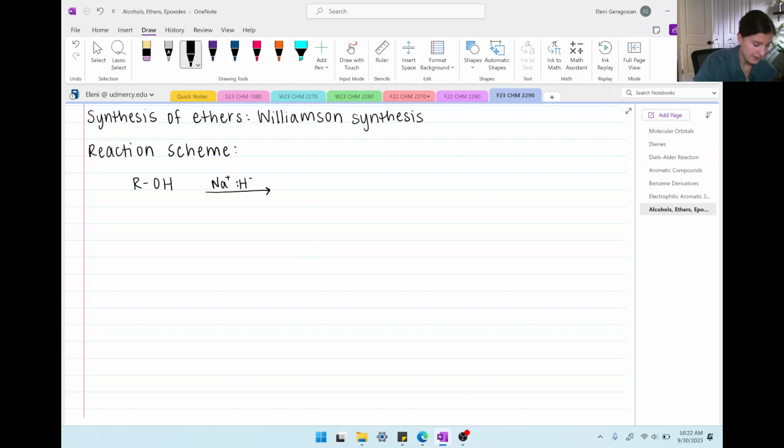So we add a strong base and we add an alkyl halide. So I'll keep it general. Let's do R prime. So this can be a different carbon chain or the same as the alcohol, and it's bonded to a halogen. So here we have strong base. Here we have an alkyl halide. And an alcohol.